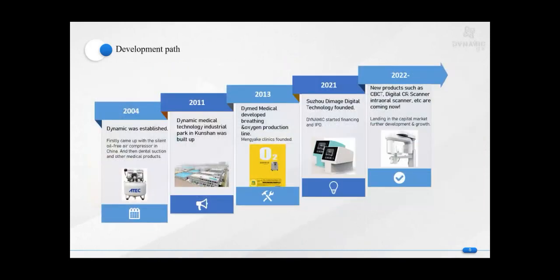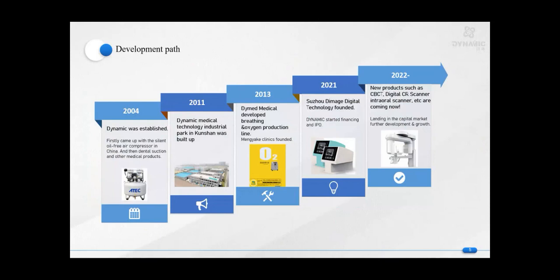Okay, let's continue. For the development path, we could see from this page, Dynamic Group was founded in 2004. Actually, we are the first manufacturer to come up with the concept of silent oil-free compressor in China. So, we have already become one of the leading companies in this industry. 7 years later, in 2011, Dynamic Medical Technology Industrial Park in Kunshan City was built.